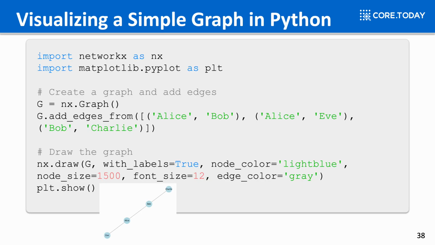Here's our very first graph. We're using the NetworkX library to create nodes, Alice, Bob, and so on, and edges that connect them. Adding matplotlib helps us visualize this network. Notice how easy it is to build and see relationships between entities. Play around with node size, color, and layouts for better clarity in larger graphs.